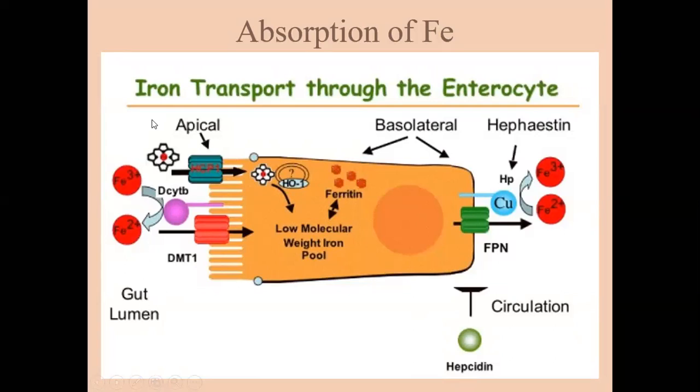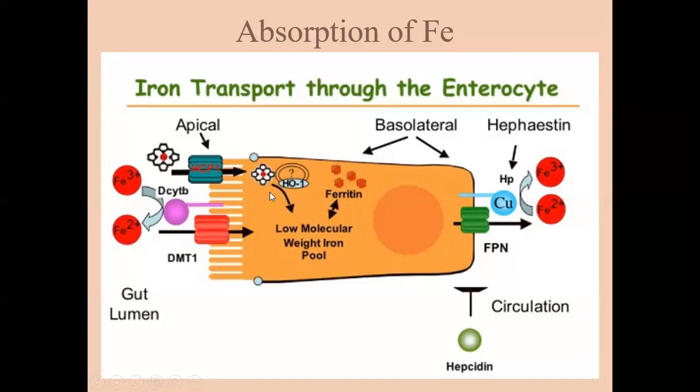So in the lumen, whatever we eat, iron-containing foods, are either in the ferrous form or the ferric form. The ferric form is converted to the ferrous form. Then it is absorbed. During absorption, at the apical surface, divalent metal transporter is also involved. Through that it is absorbed.